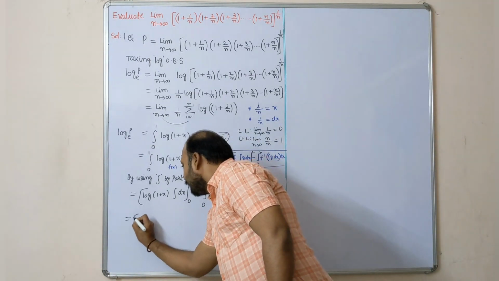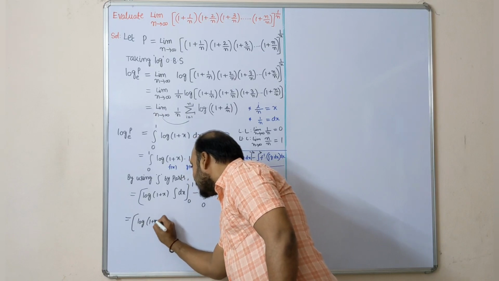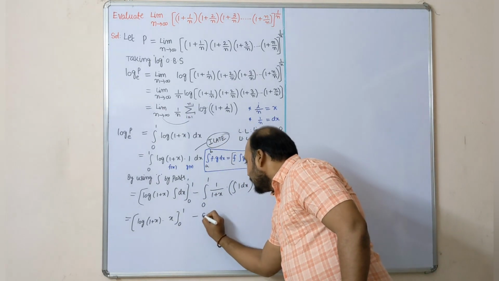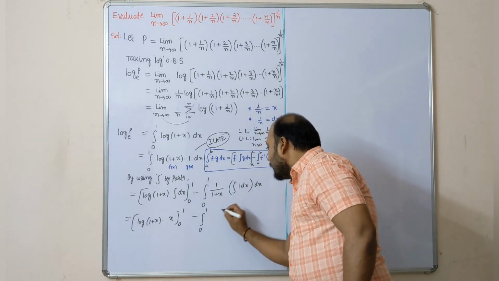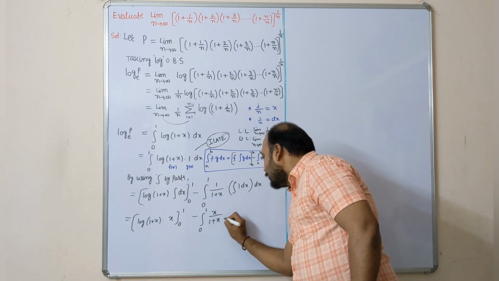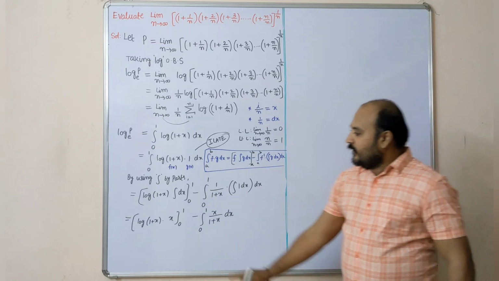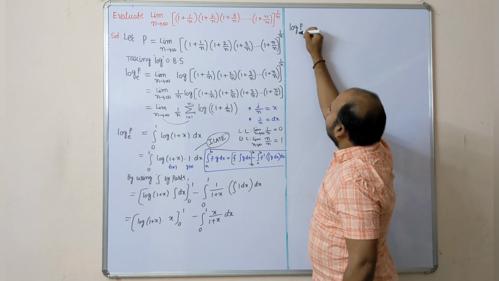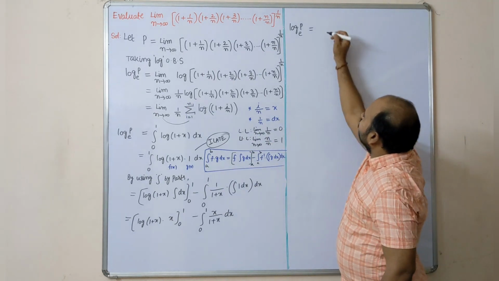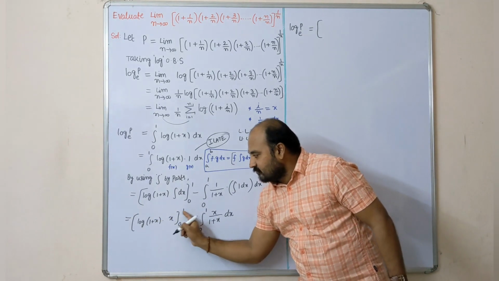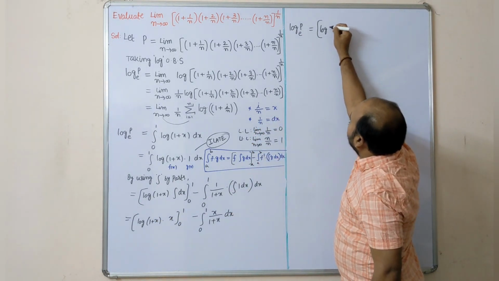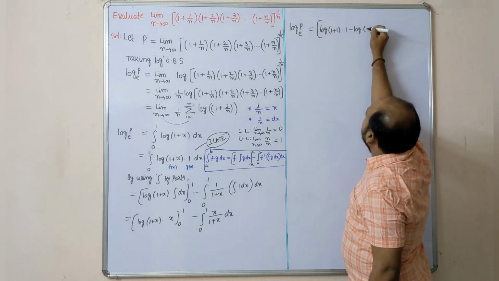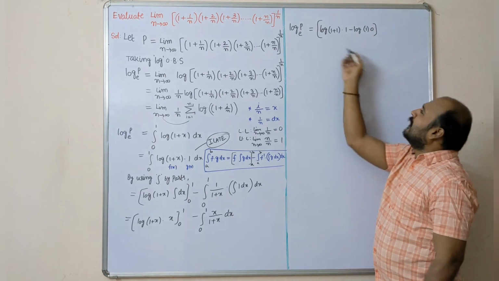So this is equal to log of 1 plus x into integral dx, which is x, applying the limit 0 to 1, minus integral 0 to 1 of x by 1 plus x into dx. In place of x, substitute the upper limit. So log to the base e: first the upper limit in place of x, log of 1 plus 1 into 1, minus log 1 into 0. Anyway, this is completely 0 except this one.